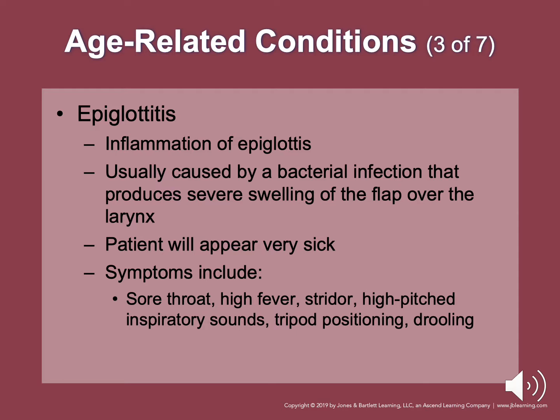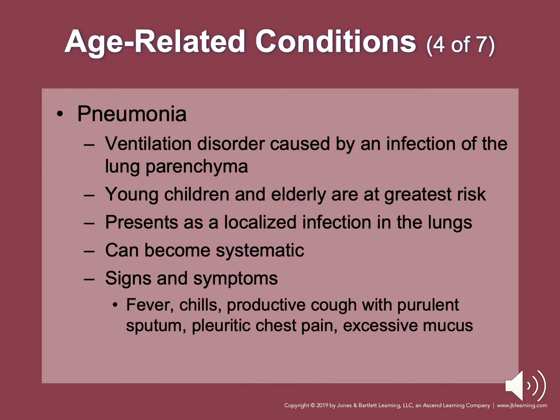So, pneumonia is a ventilation disorder caused by an infection of the lung parenchyma. It is one of the leading causes of death in the United States. It is a group of specific infections, not a single disease. Very young children and the elderly are at most risk. It presents as a localized infection in the lungs that may cause hardening of the alveoli. If left untreated, it can become systemic, leading to sepsis and septic shock.